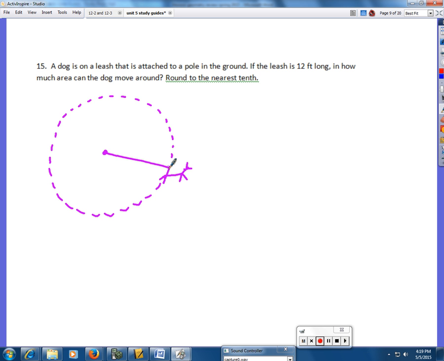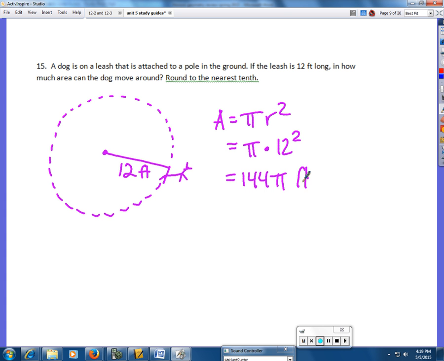So in order to find the area that he can move around, I need to find the area of this circle. Well, since the leash is 12 feet long, my radius is 12 feet. So how do I find the area of a circle? It's just pi r squared. So I do pi times 12 squared, or 144 pi. If you want to put it into actual measurements, you can multiply that together, and that would be 452.4 feet squared. I don't care which way you leave that at this point, as long as you're getting there.